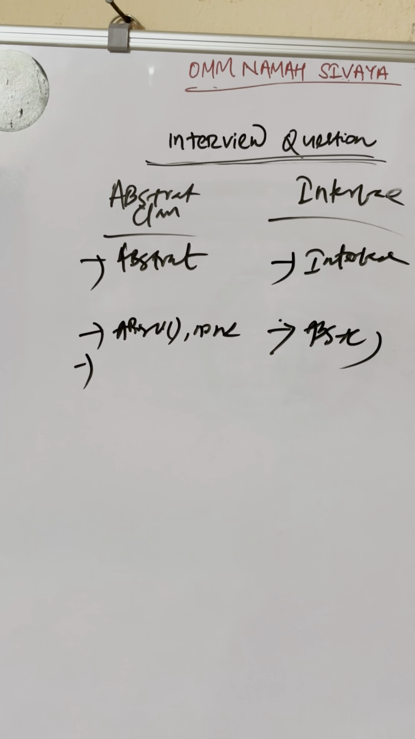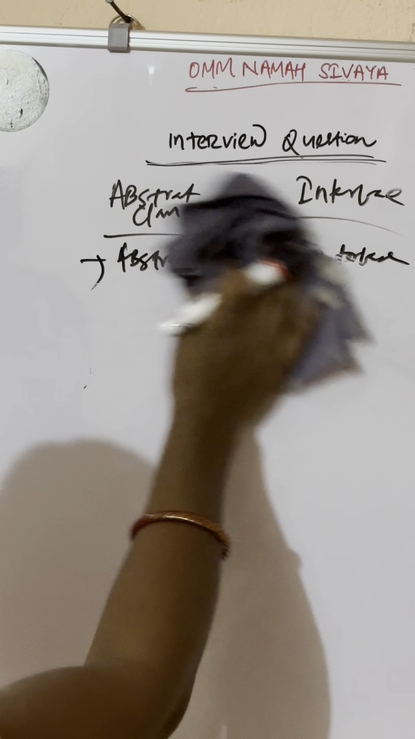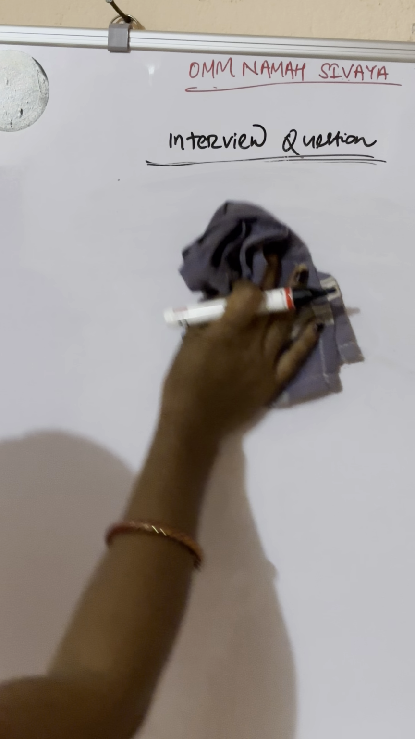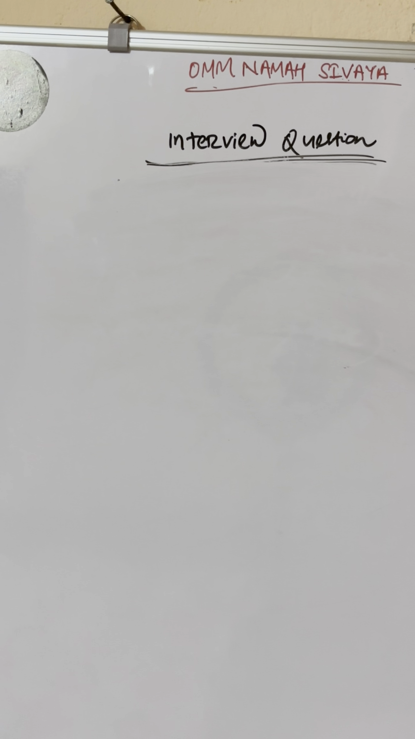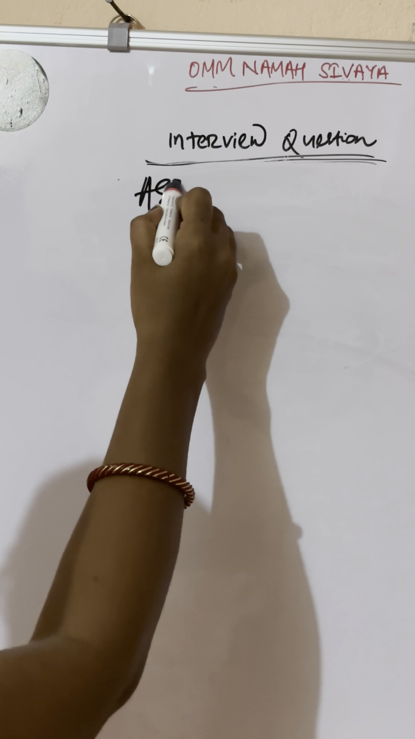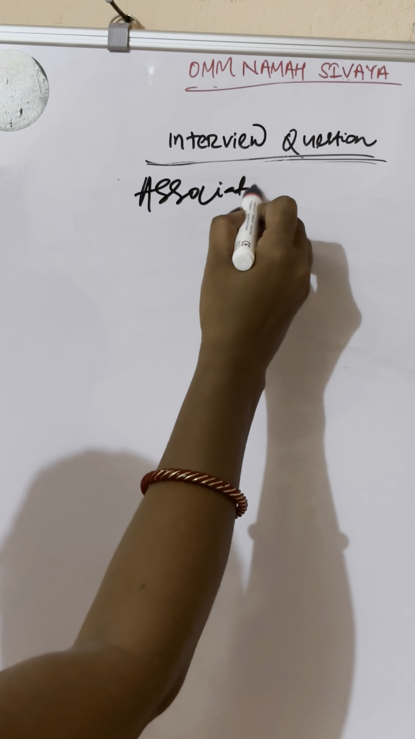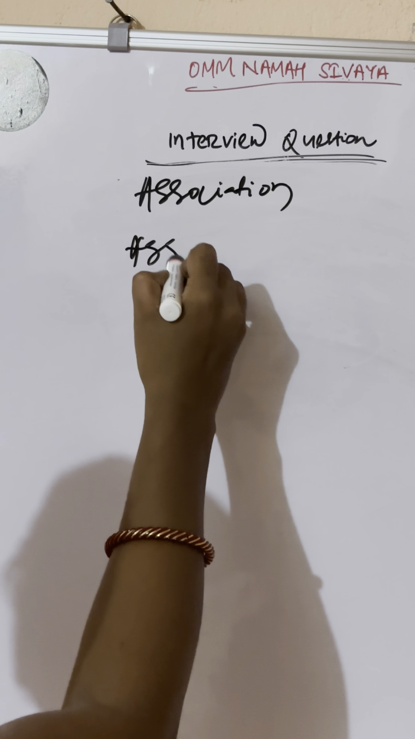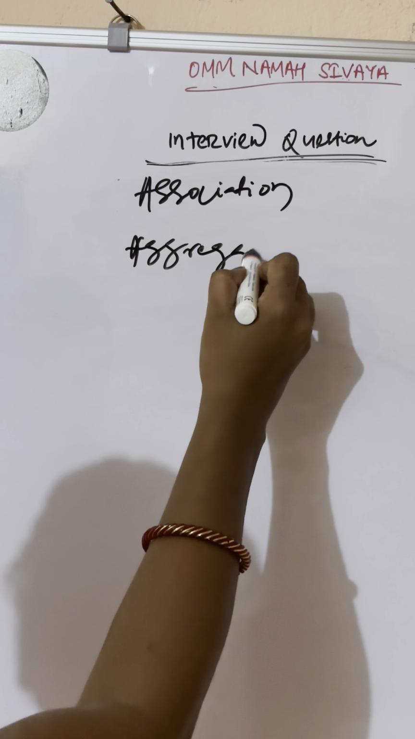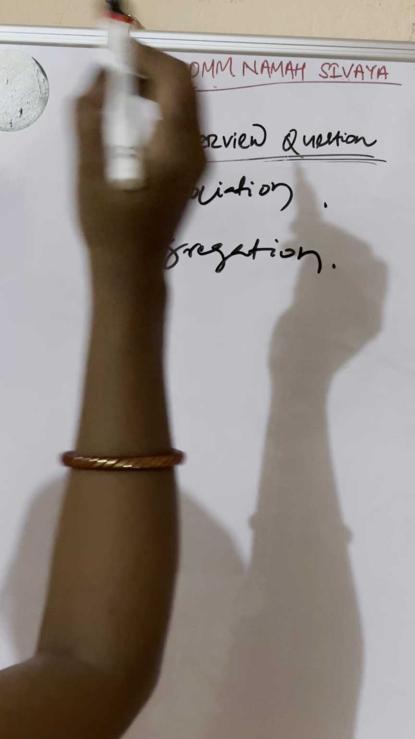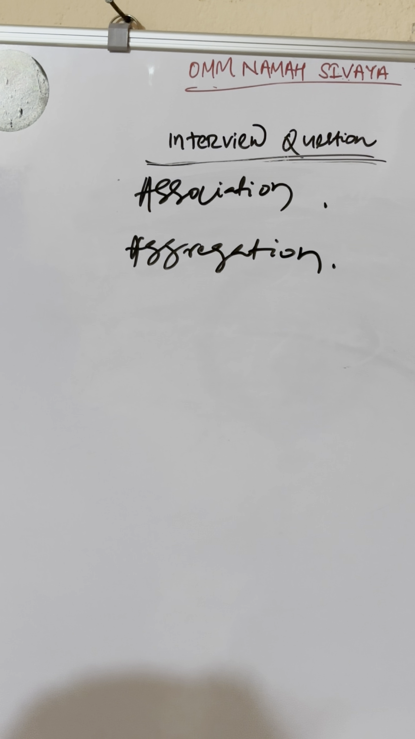So next we will go for the next question. Can anyone tell what the next question is? What is association and aggregation? You will get this question. What is association and what is aggregation? Definitely you will get these two questions.